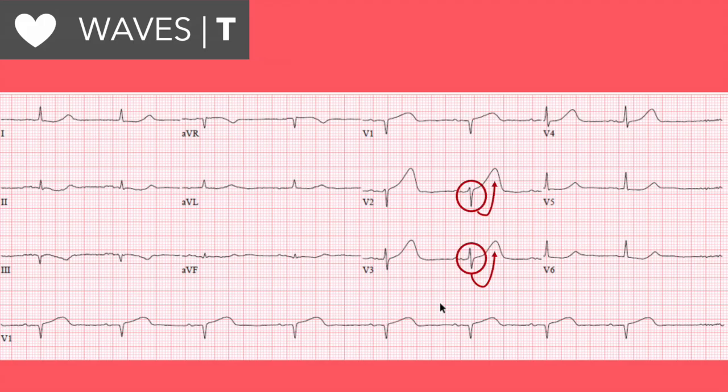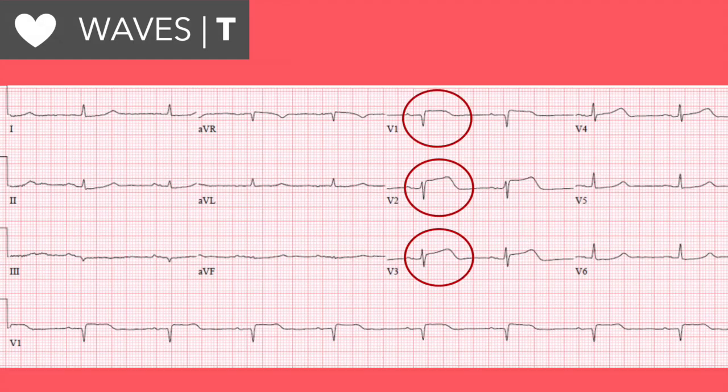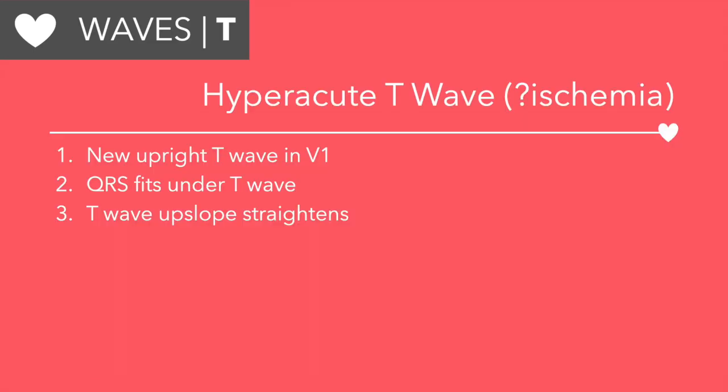You can also see that the T waves in V2 and V3 are also concerning for hyperacute T waves, since the T wave is disproportionately large in comparison to the QRS. The QRS can almost live inside the roof of the T wave. You can fit that QRS under the roof of the T wave. And when we repeat the ECG, bam! It's a STEMI.